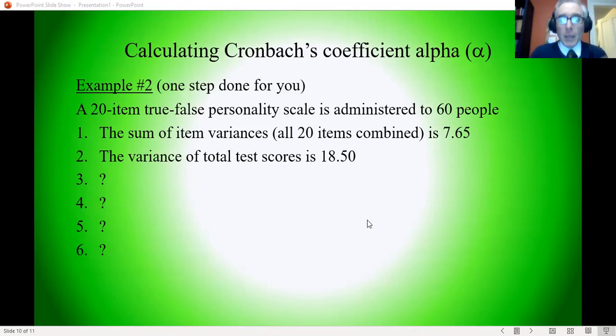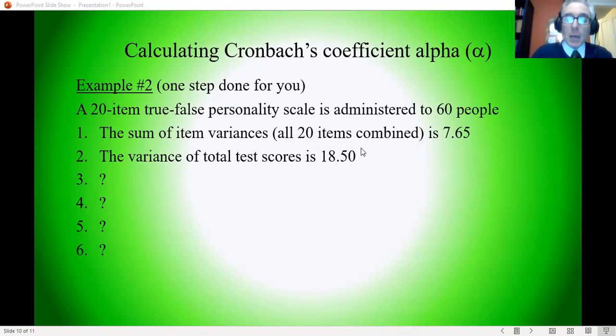And in this case, I'll ask you to set the equation up if you can. I've done one thing for you. I added up the item variances. Again, these are fictitious data. So the sum of item variances is 7.65. So if you are setting up the equation, that would be in the numerator of that fraction way off to the right.